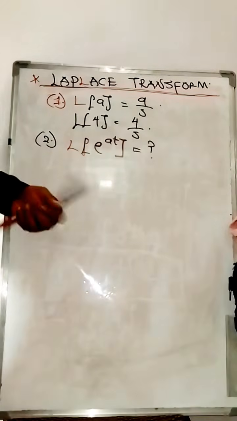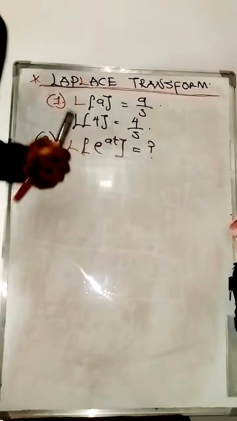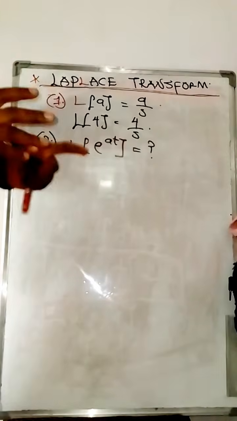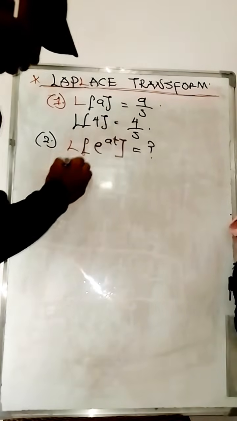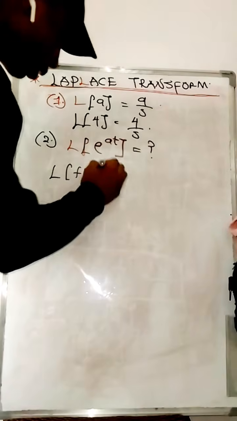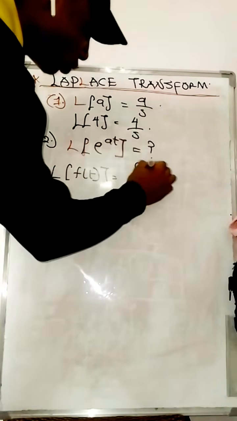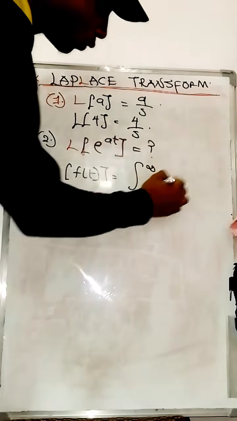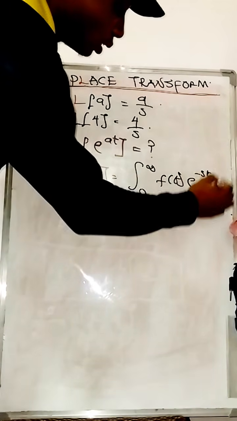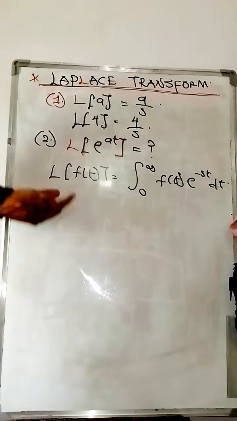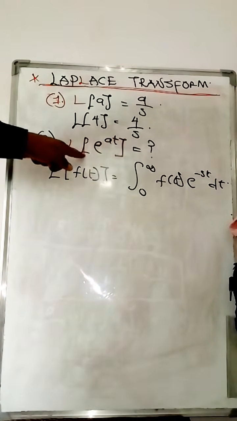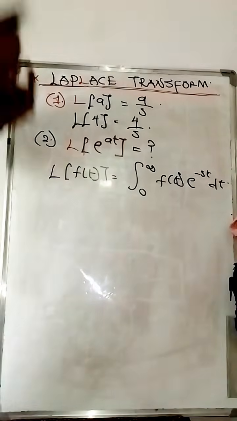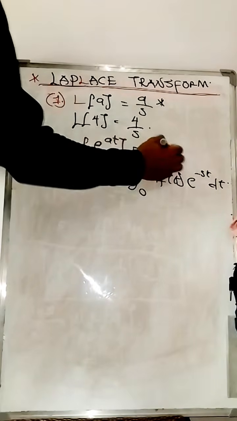Now, if you can remember, I gave the Laplace of a function of t as the integral starting from 0 to infinity of the function of t times the exponential of minus st dt, right? So we're going to be applying the same method in deriving the Laplace of the exponential of at. So this is another standard solution to Laplace. I want you to be jotting this down. This is the first one, and now this is the second one.